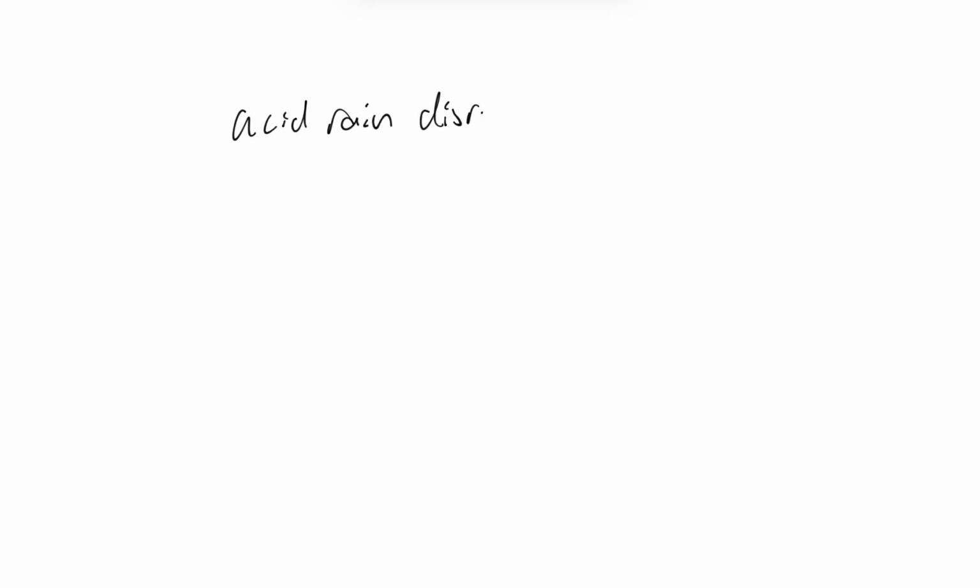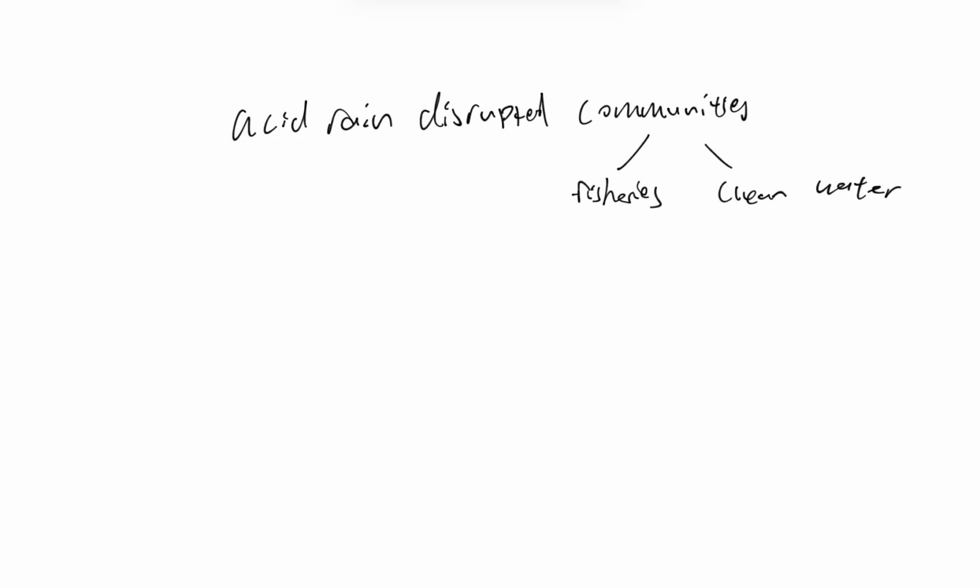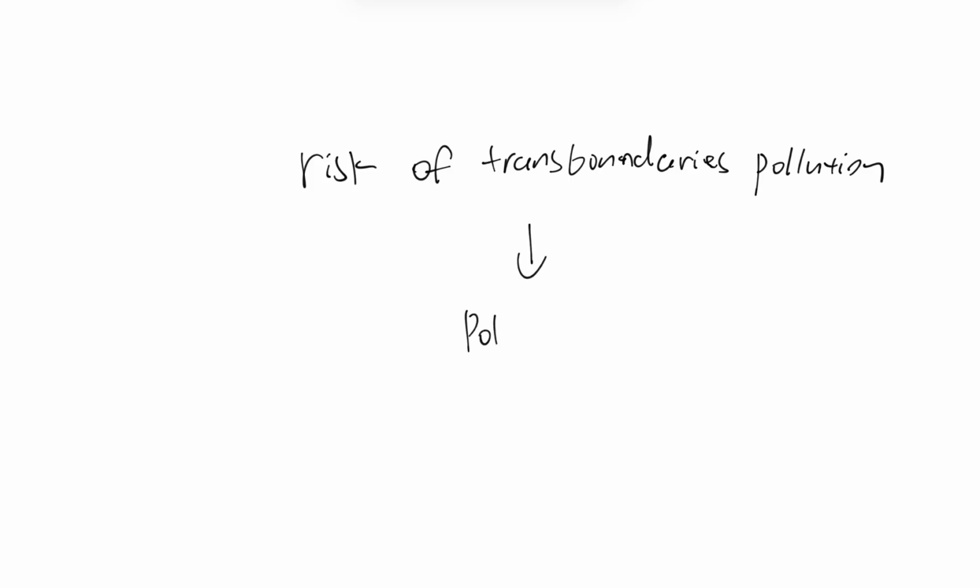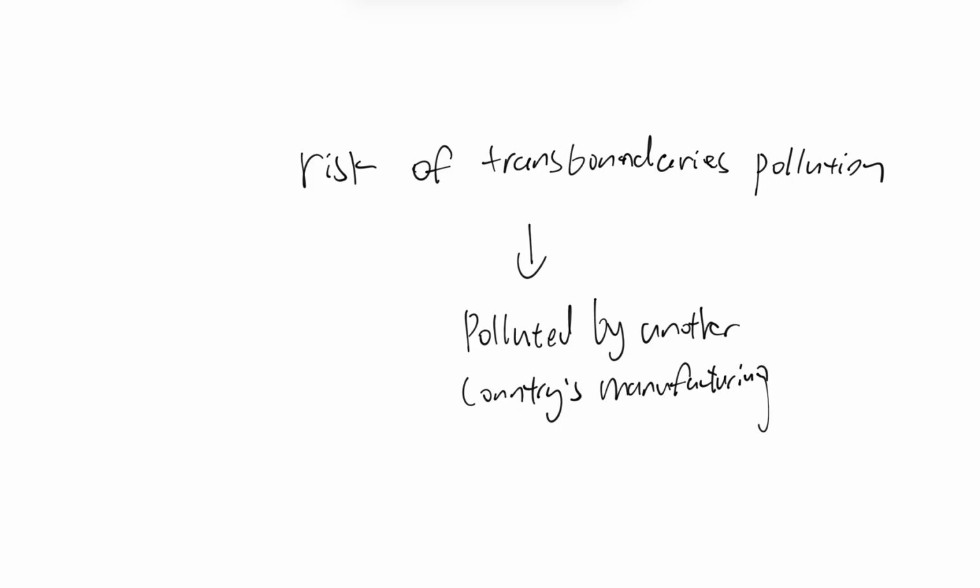Locally, acid rain disrupted communities that rely on fishery and clean water, and threatened public health. At the international level, it placed the risk of transboundary pollution foremost, showing one country's environment was polluted by another country's manufacturing. It forced international collaboration like the UNECE Convention on Long-Range Transboundary Air Pollution.